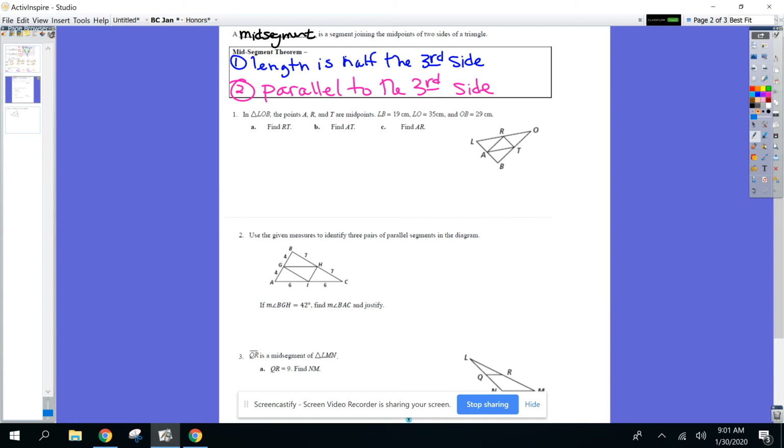Before we do any problems, I need to be confident you understand what I mean when I say third side. All right, what do I mean by third side? Here we go. Let's find out.